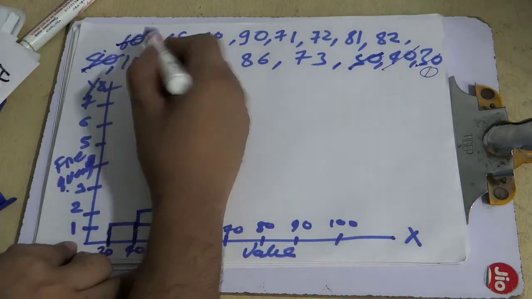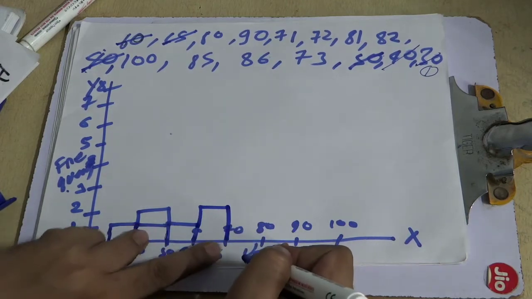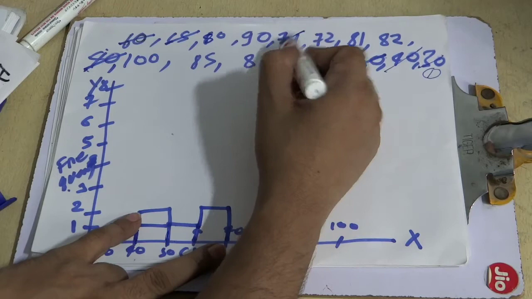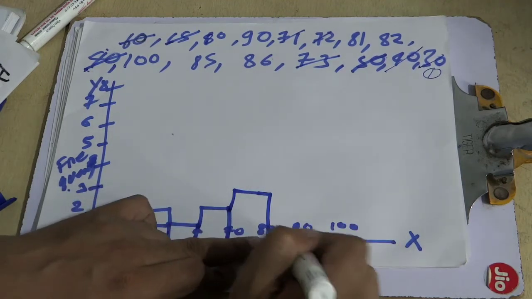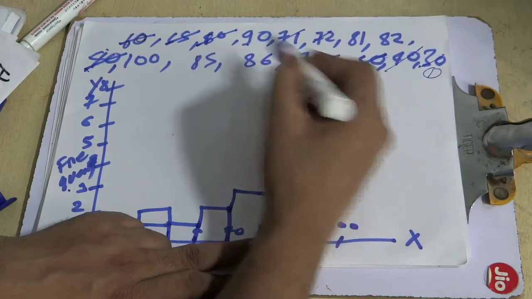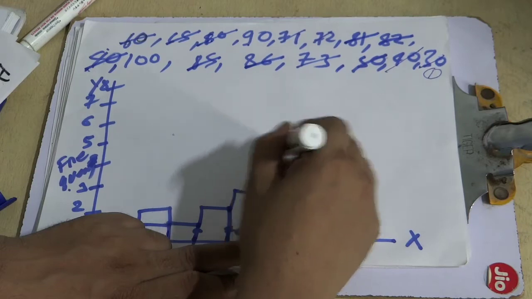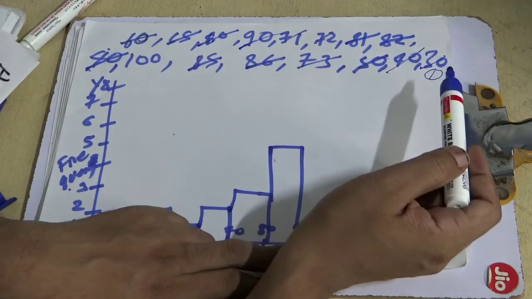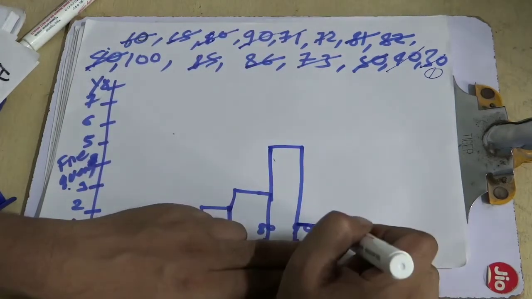And 60 to 70, this is 60, 1, 2, yes, 2. So it will come here. 70 to 80. 80 will not come under 70 to 80, 80 will come under 80 to 90. So 70 to 80, 1, 2, 3. Now here this is 3. And 80 to 90, here 81. 90 will not come under 80 to 90, rather it will come under 90 to 100. So 80 to 90 is 1, 2, 3, 4, 5. So it will come here like 5. And 90 to 100, only one student. And 100, it's again 1.